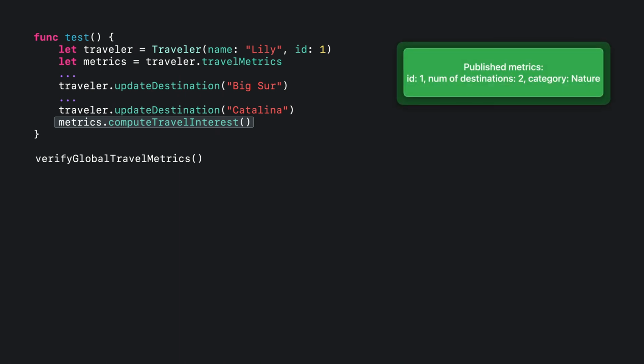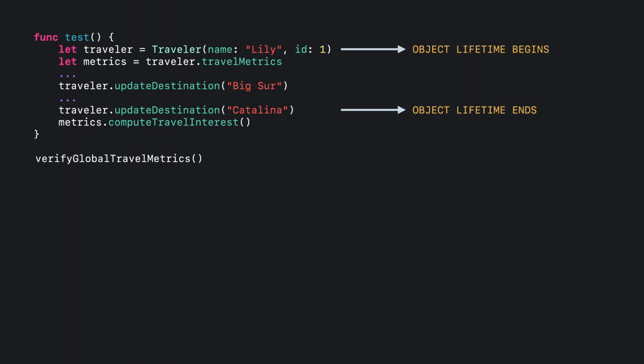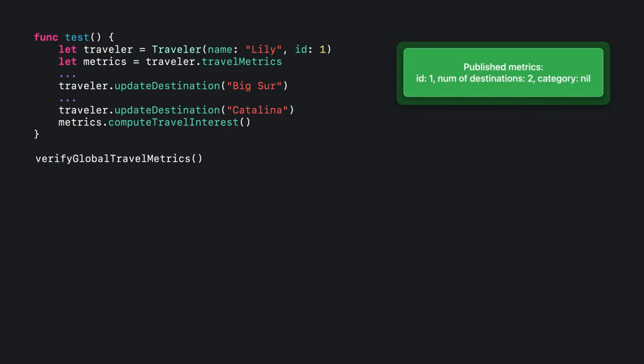Today, the deinitializer may run after computing travel interest, publishing the interest category as nature. But the last use of the traveler object is the destination update to Catalina, immediately after which the deinitializer can run. Since the deinitializer runs before computing the travel interest, nil gets published, causing a bug.